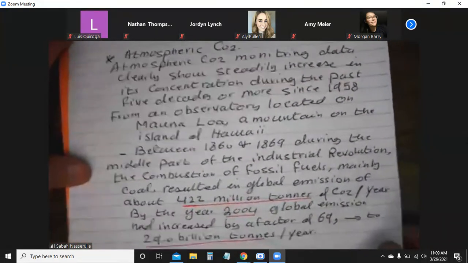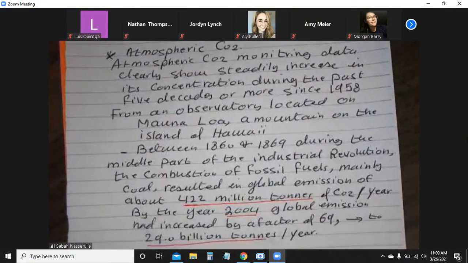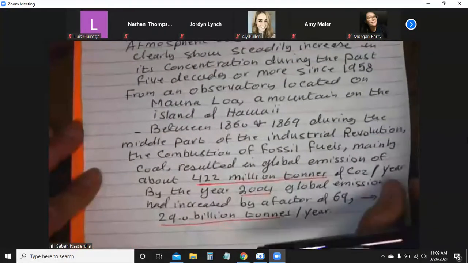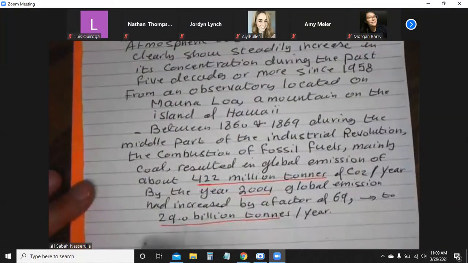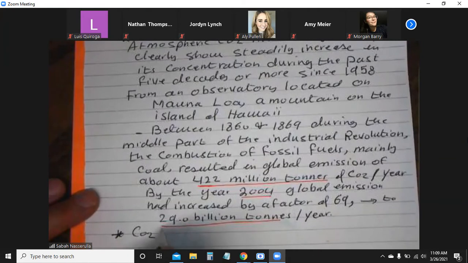Now, of course, this shows us the increase in carbon dioxide as a source from the fuel consumption by industry and so on. Now, of course, to mention the other source of carbon dioxide, basically from clearing forests. So to mention this point here. CO2 from clearing forests.